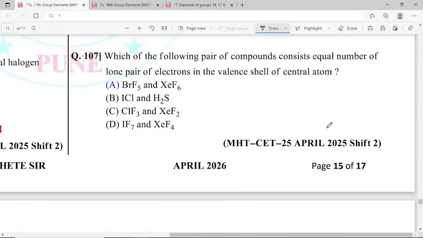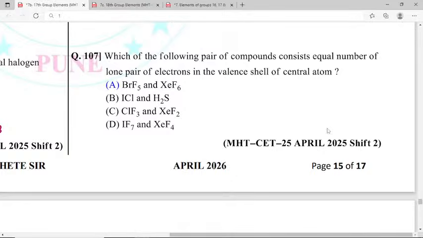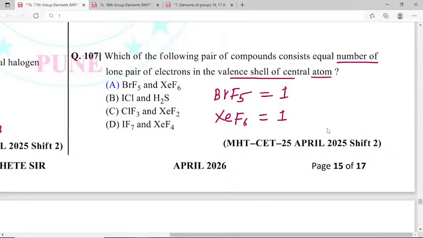Which of the following pairs of compounds has an equal number of lone pairs of electrons in the valence shell of the central atom? We need equal lone pairs. So BrF5 has one lone pair and XeF6 has one lone pair. So this is your answer.